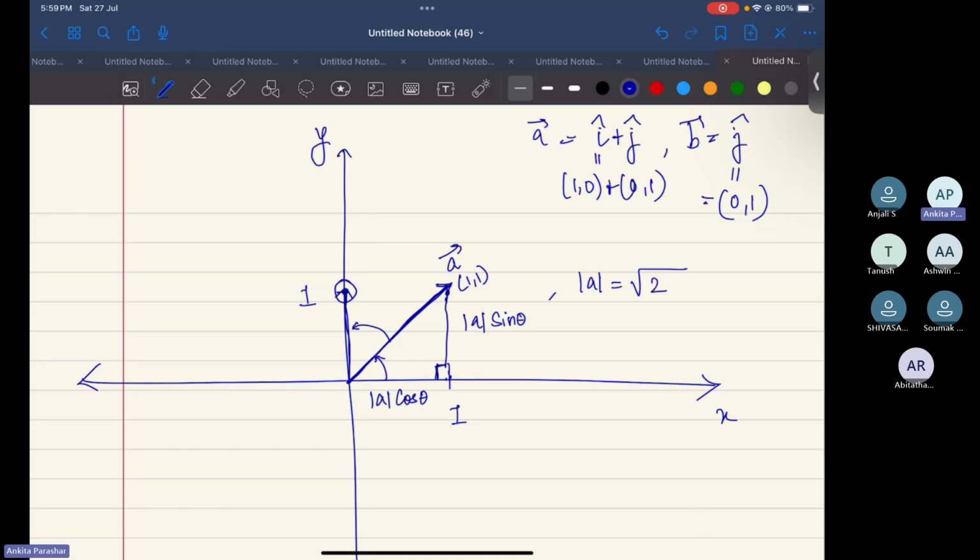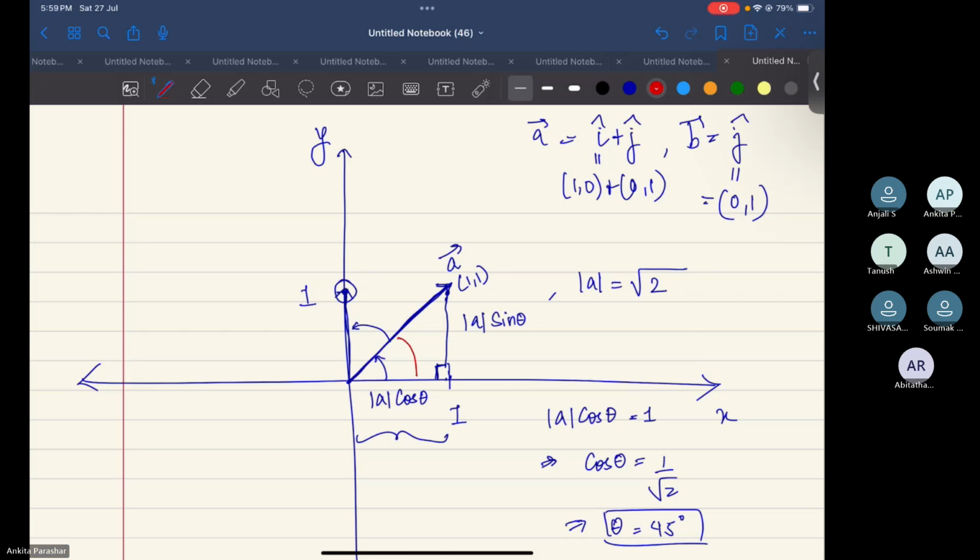And therefore, you can see that mod A cos theta is just 1 from here. Therefore, cos theta is just 1 by root 2, which is exactly your theta is 45 degrees. And if this angle is 45 degrees, you know that this whole angle is 90 degrees. So what is the angle between this vector? This is your vector B, this is your vector A. So what is the remaining angle? It has to be 45 degrees, right?